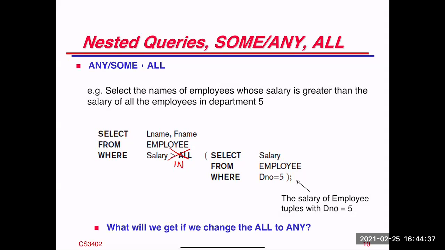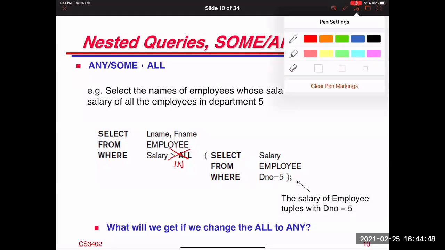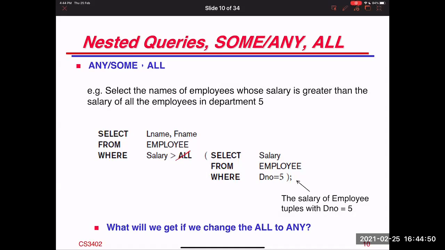And of course, if we change this all here to any, then what do we get? Is it the same as in? Okay, let me try to erase this now. Now let's say we have any. What does it mean then? Exactly. So then it means that I'm selecting all employees whose salary is strictly greater than the minimum salary of someone working in department number 5. Good.